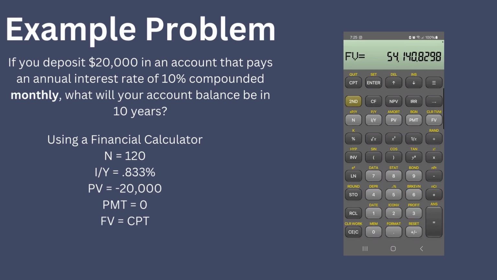Monthly is going to be higher than semi-annual or quarterly. So that's something you want to keep in mind when you're working through these problems or going over conceptual problems on any quiz or test: the more compounding periods there are, the higher the future value is going to be.